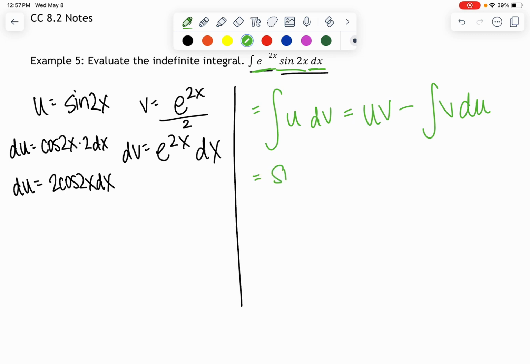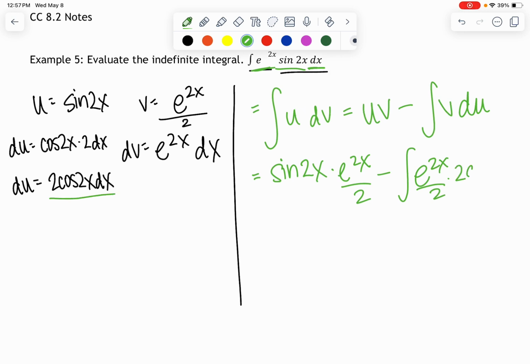So u is sine of 2x, and v is e to the 2x over 2. So that should be good. Minus the integral, v is e to the 2x over 2, and du is 2 cosine of 2x dx. If I simplify that, I have a 2 on the top and a 2 on the bottom, but I still have a product situation where I've got e to the 2x times cosine of 2x dx, so I am going to have to do integration by parts again. I'm not able to solve this integral without it.